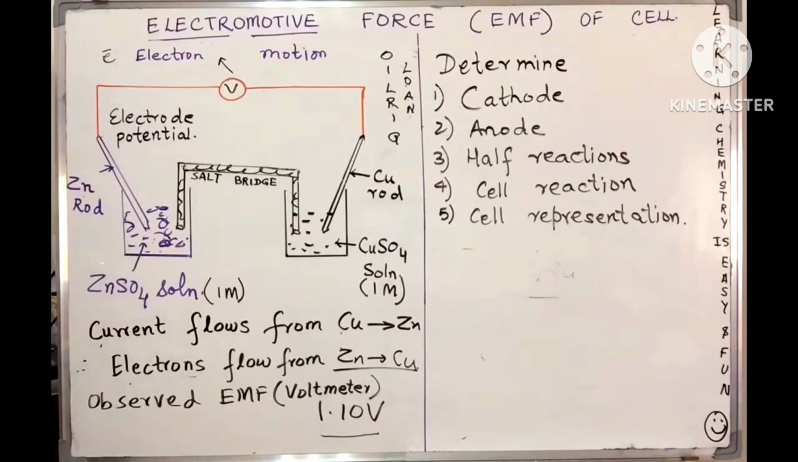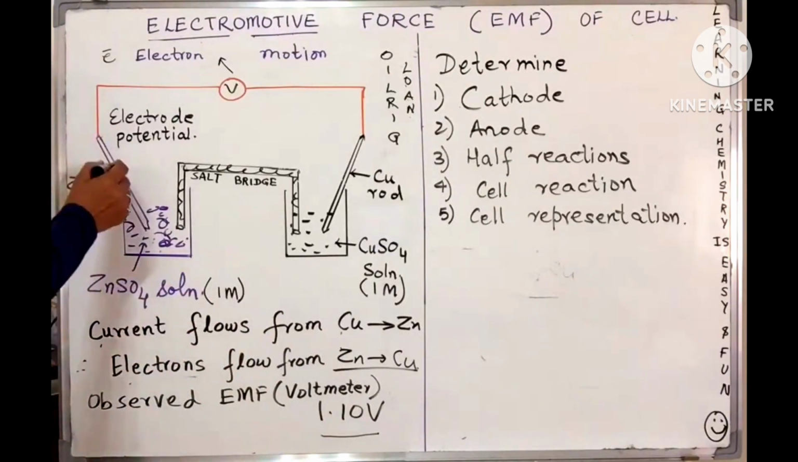Okay, so the cathode over here: because current is flowing from copper to zinc, electrons are flowing from zinc to copper. That means there are electrons over here.